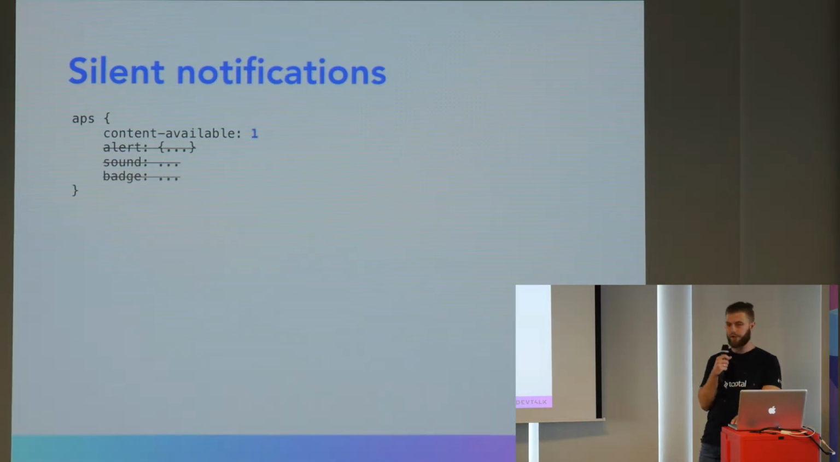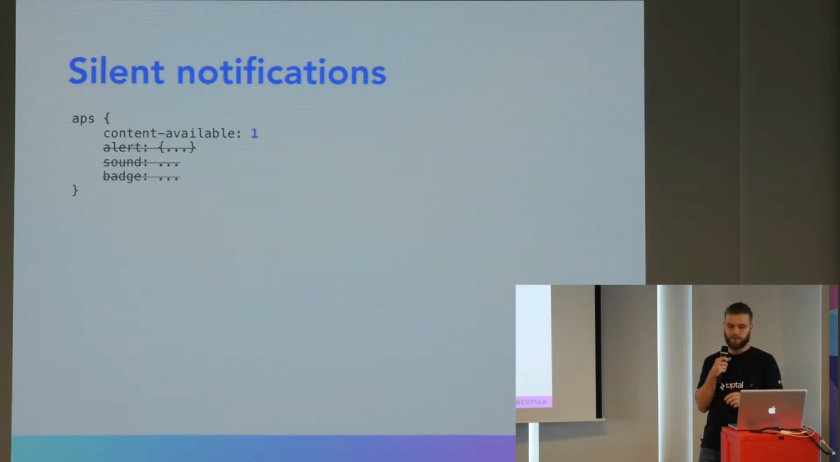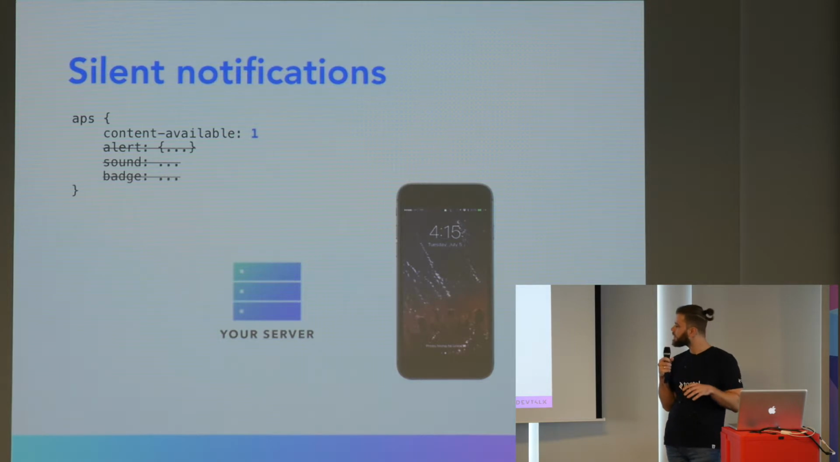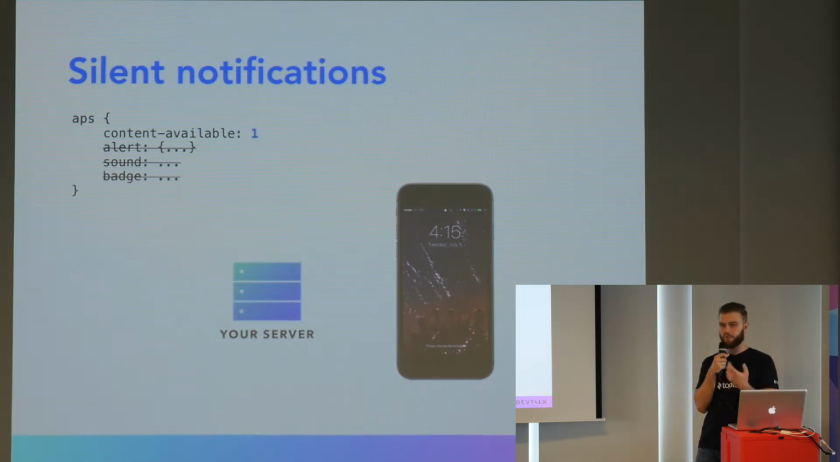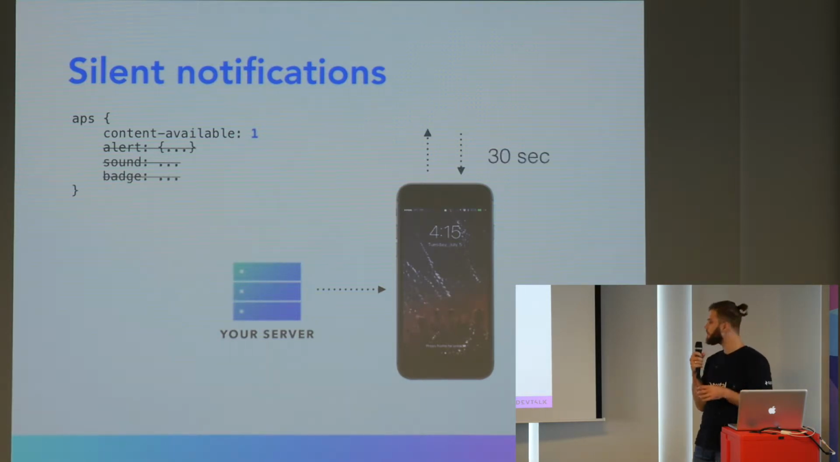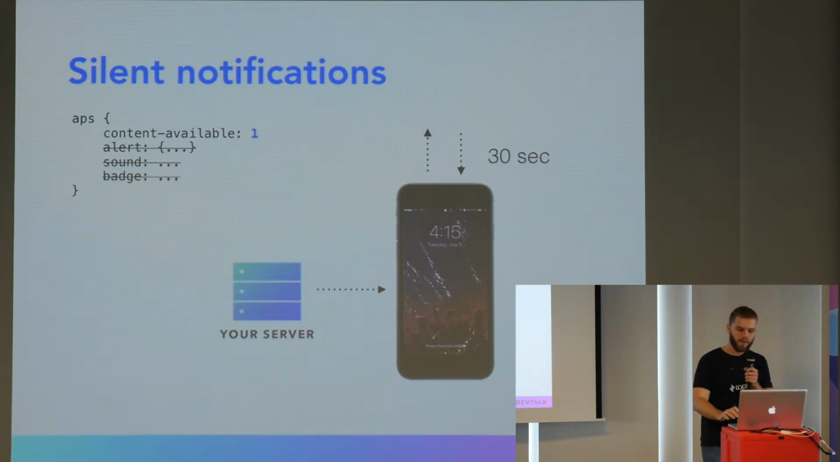To configure silent notifications, you just omit all user-related information like alert, sound, and badge, and include that content is available. With this, iOS won't show anything on the lock screen, and the user won't even know that something happened. After the server sends you a push notification, the device gives you 30 seconds in background to do everything you need. After this, the application will move from background to suspended state again.